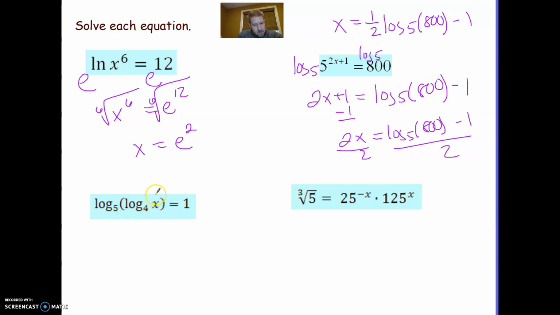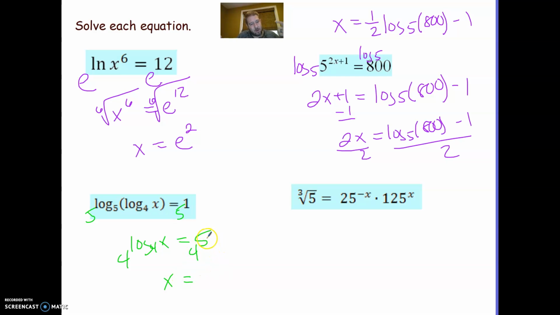All right, so this time we have log base 5 of this. This is all technically one statement. So if I exponentiate to the power of 5, that's going to cancel out and give me log base 4 of x is equal to 5. I'm then going to do basically the exact same thing again and exponentiate to the power of 4. These cancel out, leaving me with just x.